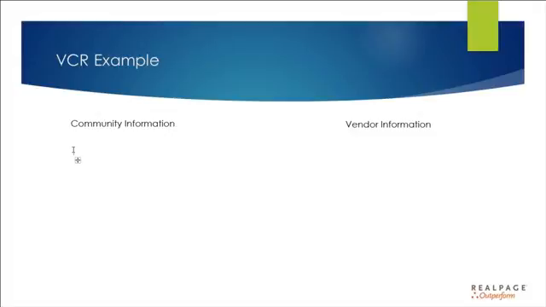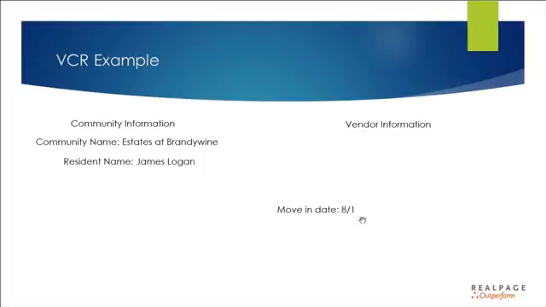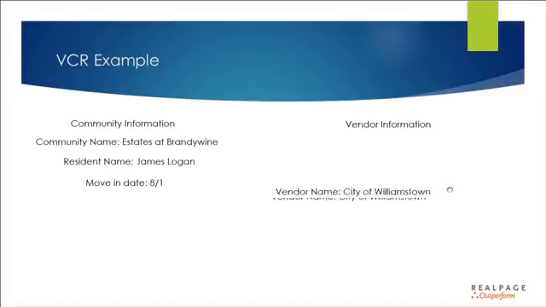Let's take a moment and consider a simple example for a VCR bill. You are the manager of the Estates at Brandywine. You have Velocity's invoice processing service, and you are using the daily VCR product. Your resident, James Logan, moved into Building 1, Unit 400, on August the 1st. You entered the leasing and rents information as part of the move-in process. As part of his lease agreement, James was required to transfer the electricity service into his name. In early September, Velocity received a bill from the City of Williamstown, your electricity vendor.